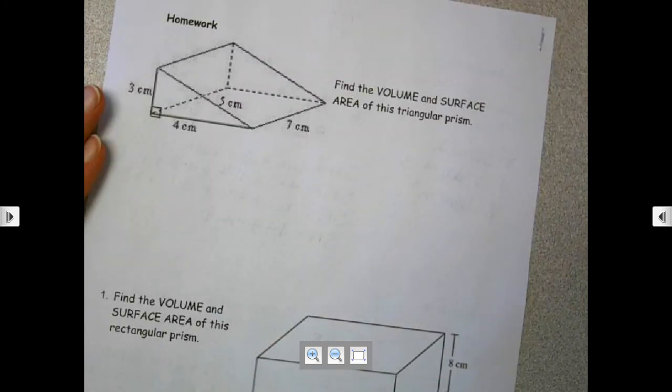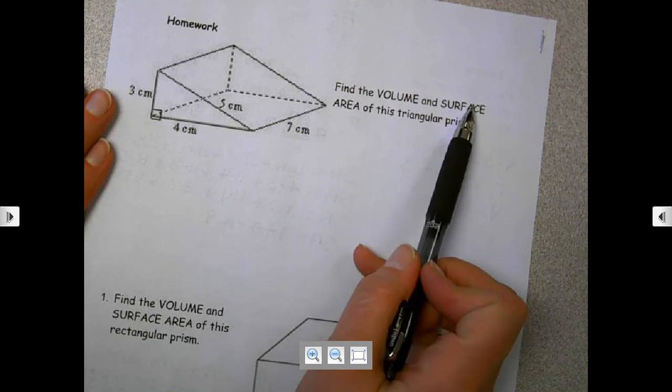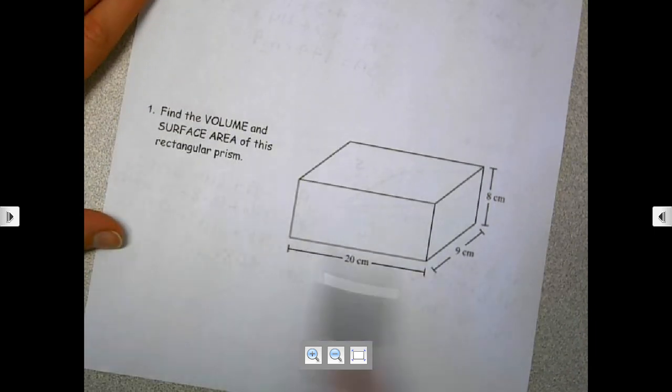All right, what I would like you to do is flip over. You have 2 problems for homework tonight. You're going to find the volume and surface area of this triangular prism, as well as the volume and surface area of this rectangular prism.